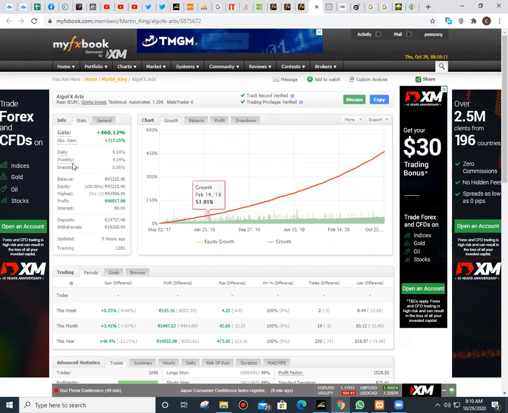Now, look at this guy, 0.06% drawdown, but 460% gain. It doesn't have any open trades. The highest amount was on October 13. You can see them here. The profit gain is this one. The deposit is this one. The total withdrawals is this one. He updated this account 9 hours ago.